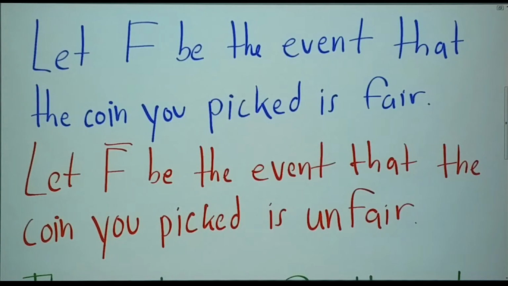So in your pocket you're going to reach and pick one coin out at random. Alright. Let F be the event that the coin you picked is fair. So F is for fair. Let F bar, which is the complement to F, be the event that the coin you picked is unfair. So you reach into your pocket and you pulled out either a fair coin, F, or an unfair coin, F bar.